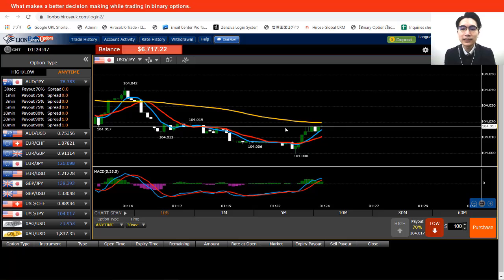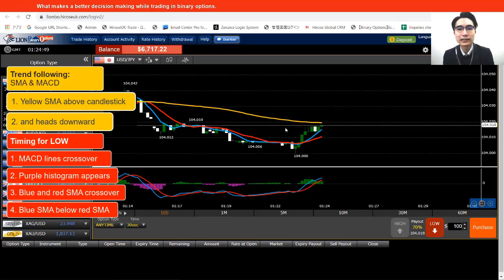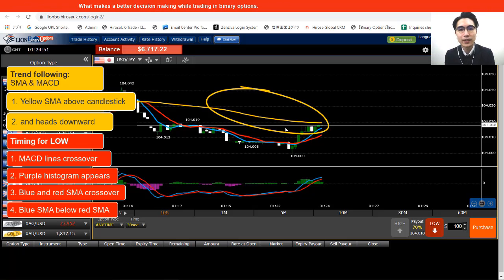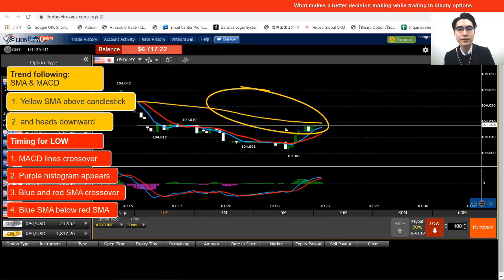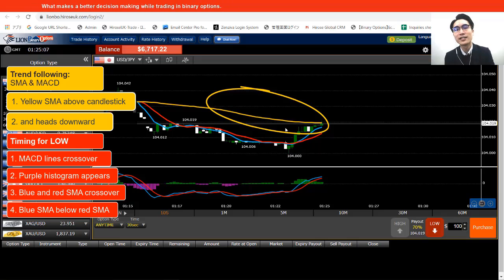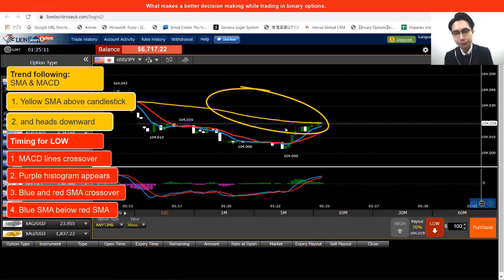Okay, so let's take a look at another case here. Now the simple moving average is above the candlestick and it's heading downwards, so I know that the price is in a downtrend. All I'm waiting for here is for the MACD crossover to give me a purple histogram. Then I go back to the simple moving average, and I need the two simple moving averages to cross over, the blue line below the red line.